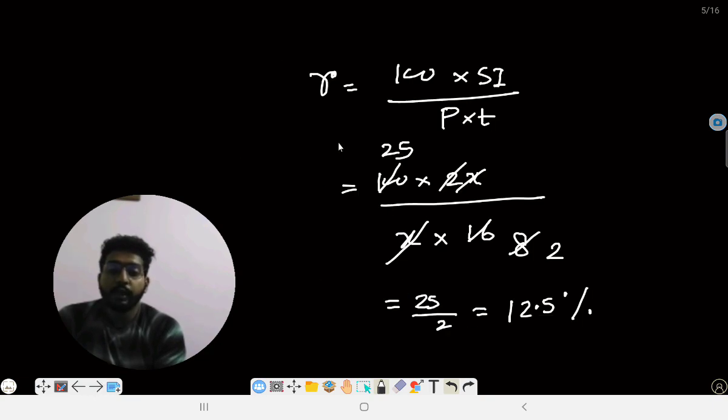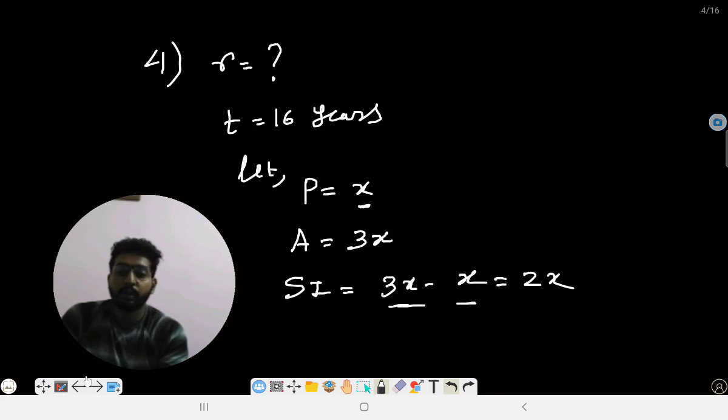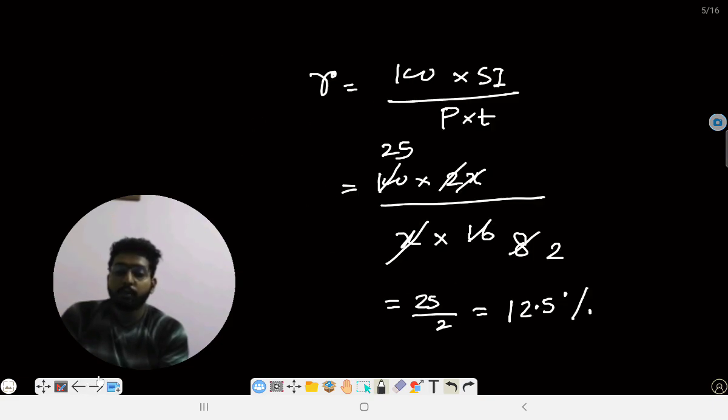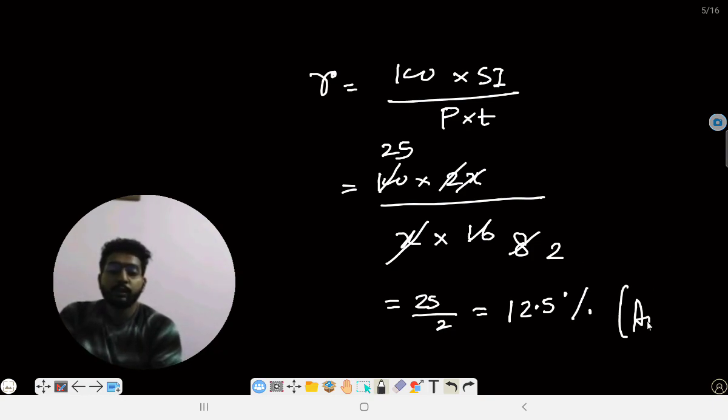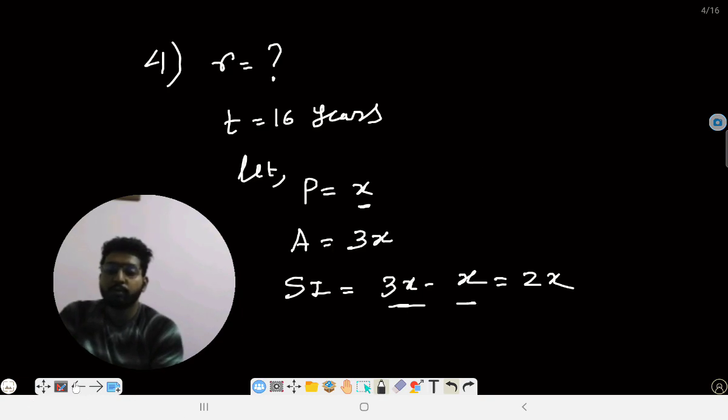Now we have to find the rate. The rate formula is 100 into SI by P into T. So 100 into SI, what is the SI here? SI here is 2x and P is x and the time is 16. Now put the values here, just calculate, and we'll get the answer. So here the answer will be 12.5 percent. Like this we have to do, only formulas you have to use properly.